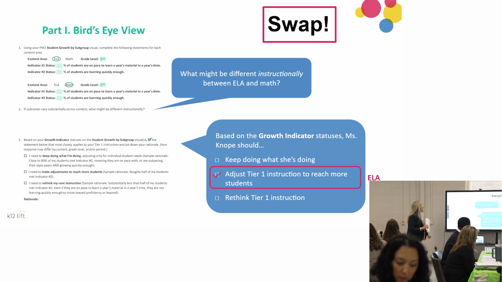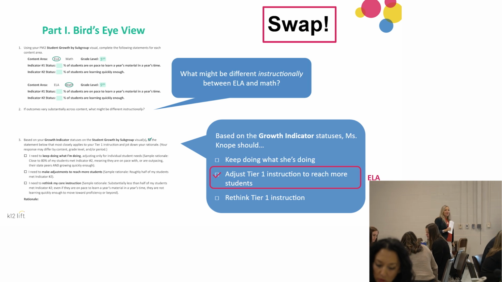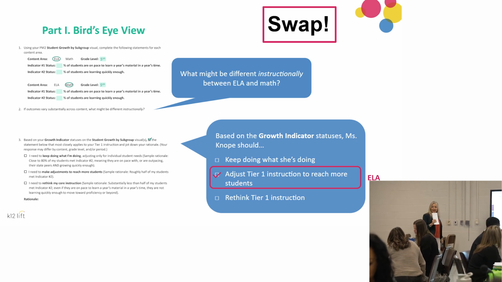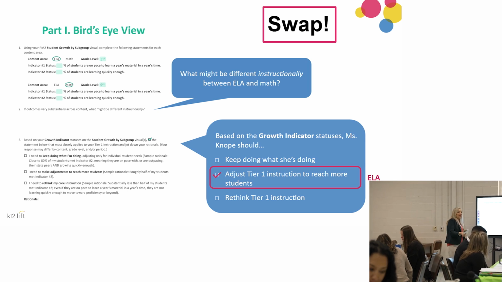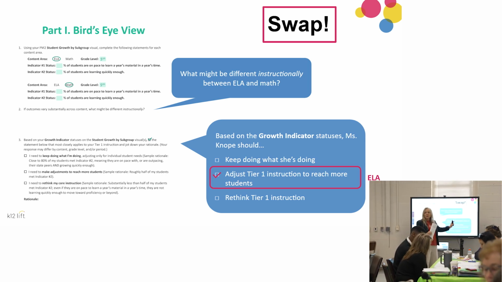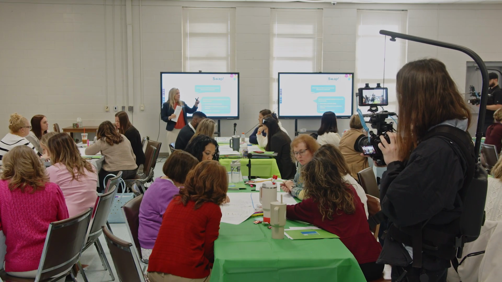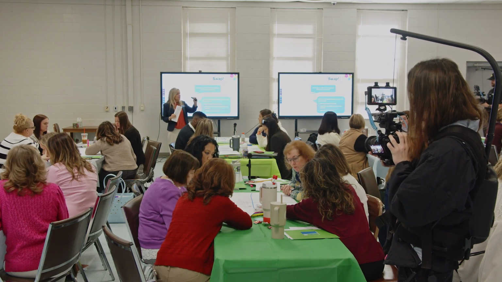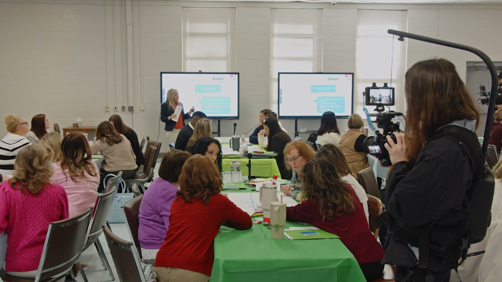Did you say that she should adjust her Tier 1 instruction to reach more students? Would you guys agree with that? Why did you make that? How did you know that that was an appropriate response? What did you look at? Half of her students. The number of her students? 46. Say more.